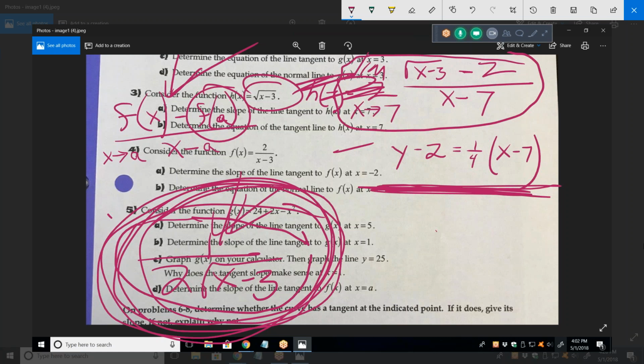Now, this problem right here is just a limit problem. We'd do it the same way. I would multiply top and bottom by the conjugate. I would figure out what cancels, and I'm going to discover that as x goes to 7, this whole thing goes to 1/4.